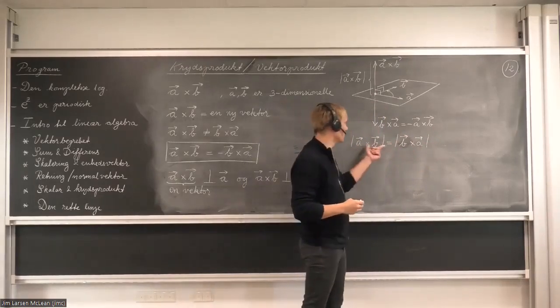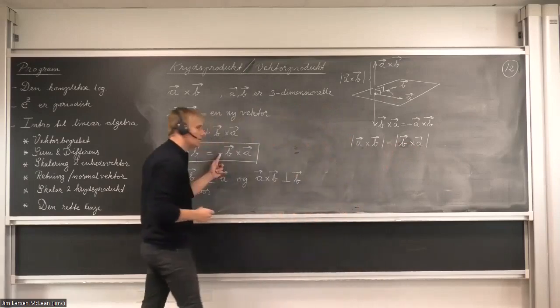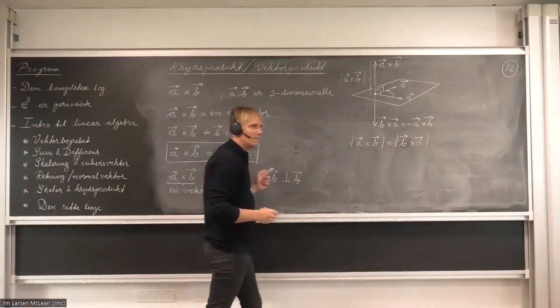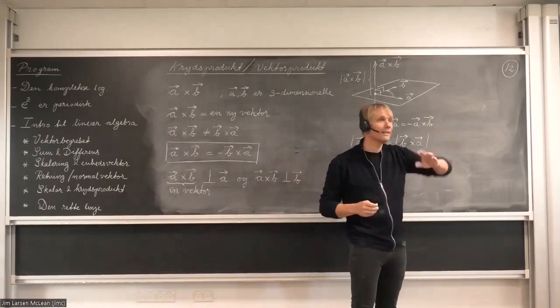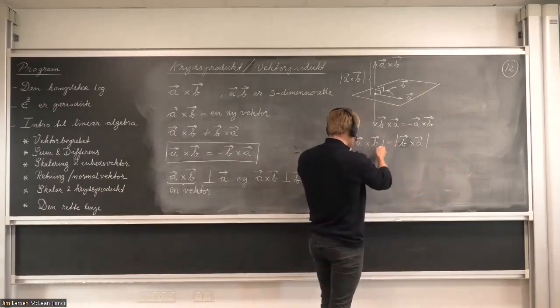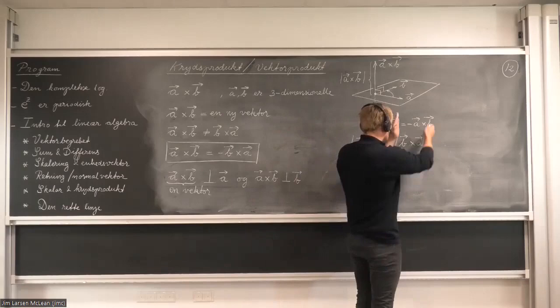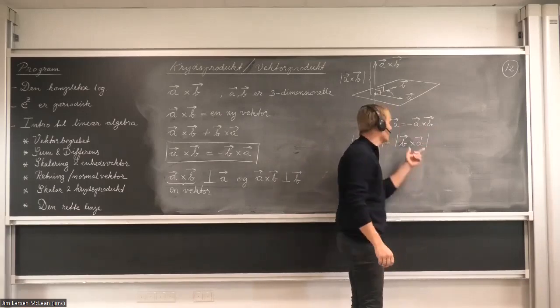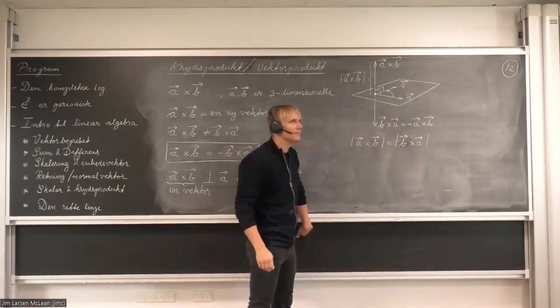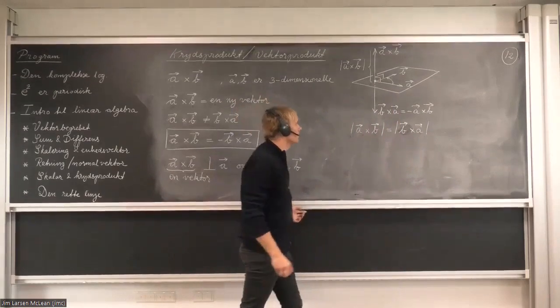Because if I switch the order, then the sign would change, wouldn't it? But changing the sign of a vector only flips its direction. It doesn't change its length. So it's true that the length of that vector is the same as the length of the other, even though it's not the same vector. So how long is it then?